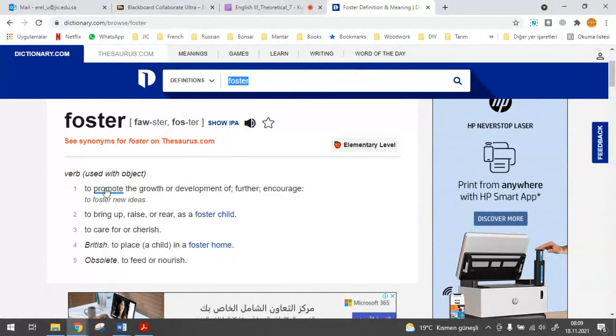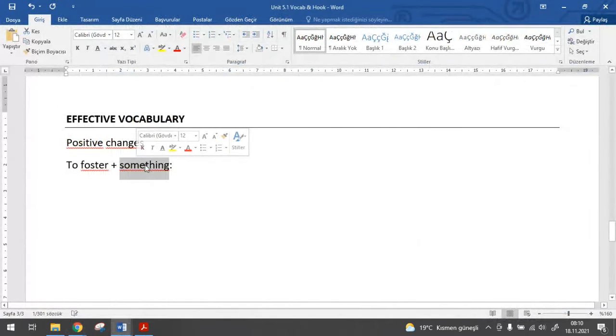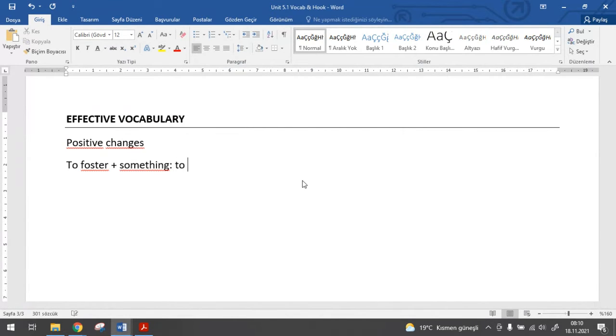Foster. So what does it mean? To promote, to bring up, to promote the growth or development of something, to encourage. So when you are talking about, for example, uniforms, you can say uniforms foster. So foster means to promote the growth of something, to encourage something.